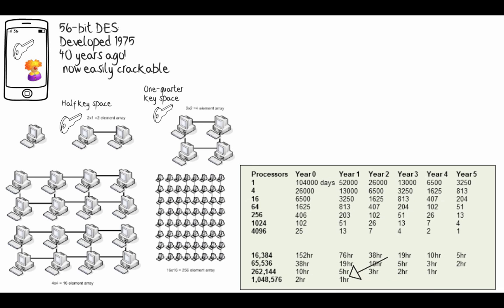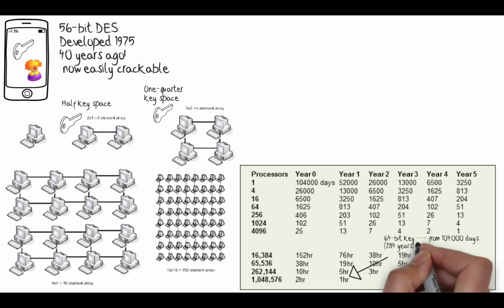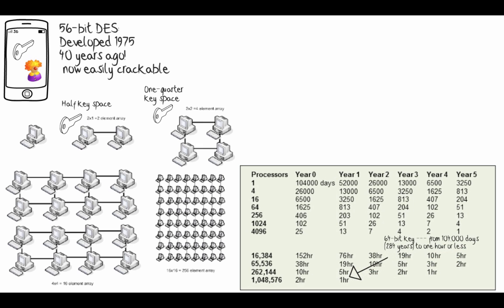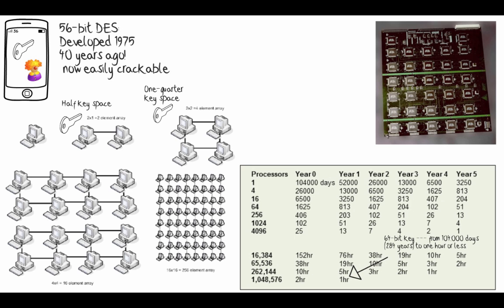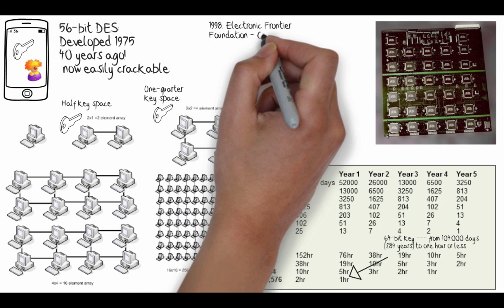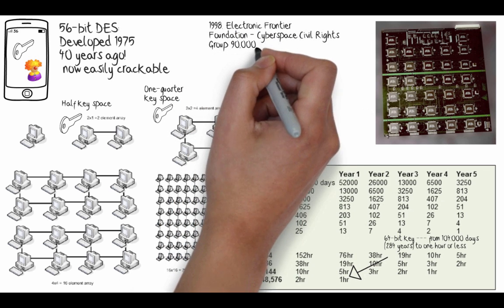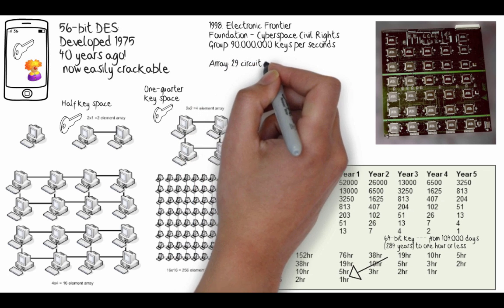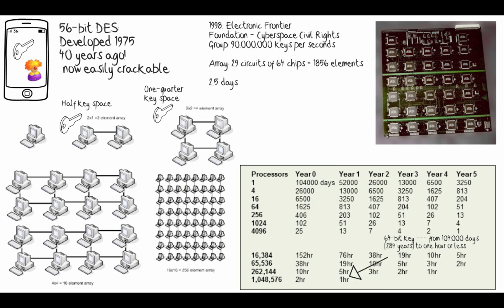And there we go. We can see here our 64-bit key, which took 284 years, is cracked in less than an hour. And this was shown by this machine here in 1998 when the Electronic Frontier Foundation searched for 90 million keys per second with these parallel chips here, and it took them 2.5 days to be able to crack DES, just to show that there were flaws in this 56-bit DES.